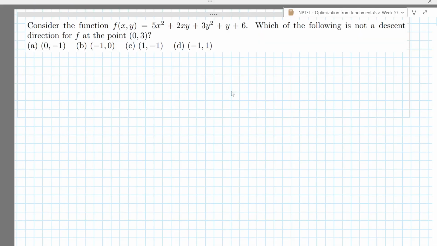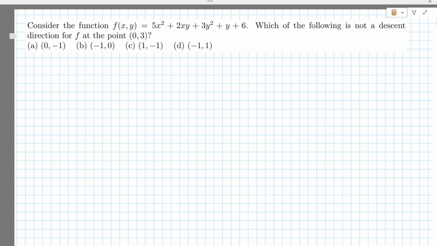So I just collected some questions from the 2022 assignment of week 10. In this question, they are given some objective function, and they are asking which of the following is not a descent direction for f.